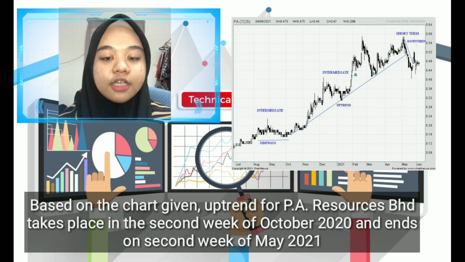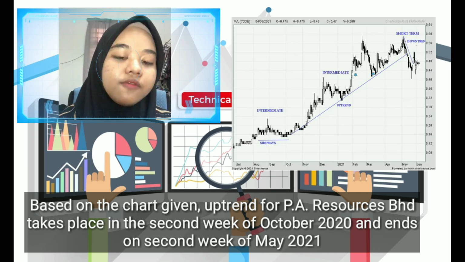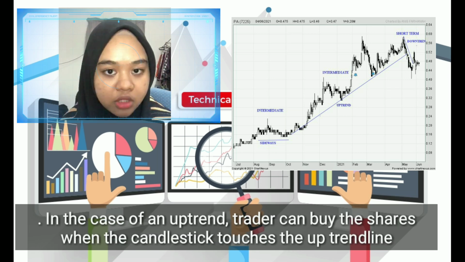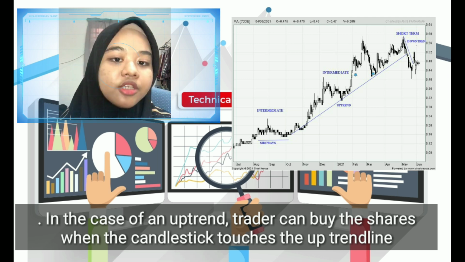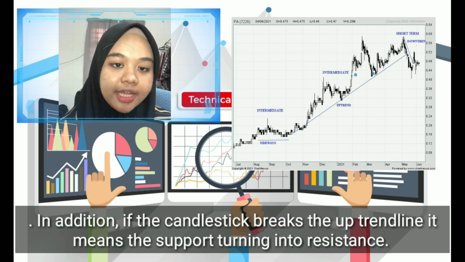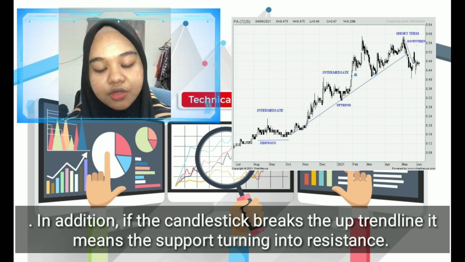Based on the chart given, the uptrend for PA Resources Berhad takes place in the second week of October 2020 and ends on the second week of May 2021. In the case of an uptrend, traders can buy the shares when the candlestick touches the uptrend line. In addition, if the candlestick breaks the uptrend line, it means the support is turning into resistance.